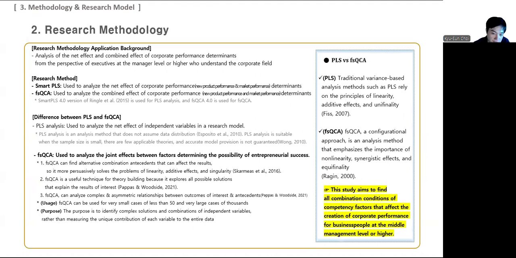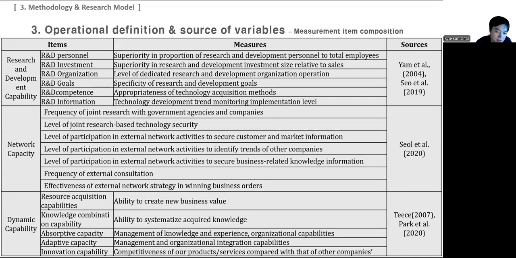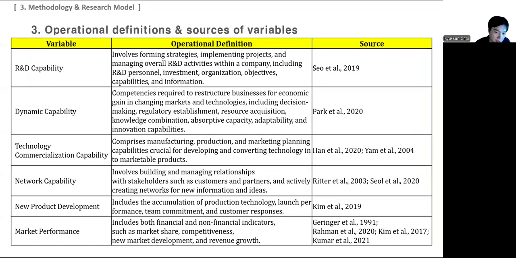As for the research methodology, it involves analyzing the net and combined effect of corporate performance determinants from the perspectives of mid-level or higher managers. Firstly, I employ SmartPLS to analyze the net effect of independent variables. Secondly, I utilize fsQCA, fuzzy set qualitative comparative analysis, to examine the combined effect of variables and try to identify complex solutions and relationships. Through these methodologies, I aim to identify conditions affecting corporate performance from the viewpoint of middle or higher management. This slide outlines the operational definitions and sources of our key variables, and this one as well. Here's a quick summary of our key variables and definitions.